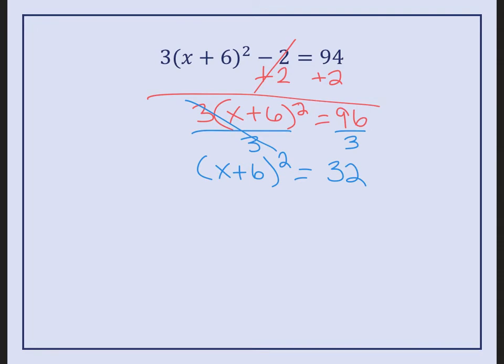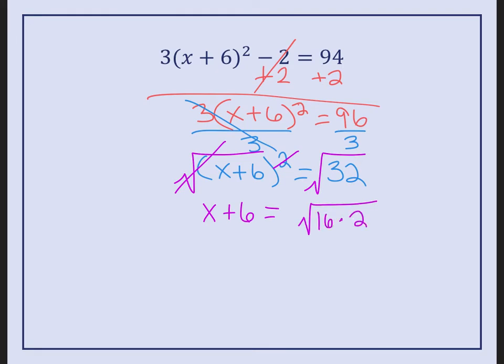The next step to get rid of that square is to square root both sides. Okay. I can't take the square root of 32. It is not a perfect square. But what can I break up 32 into that I can take the square root of? So I think about my perfect squares, and I can break up 32 into 16 times 2. And I chose 16 and 2 because 16 is a perfect square, and I can take the square root of it. The square root of 16 is a positive or negative 4.